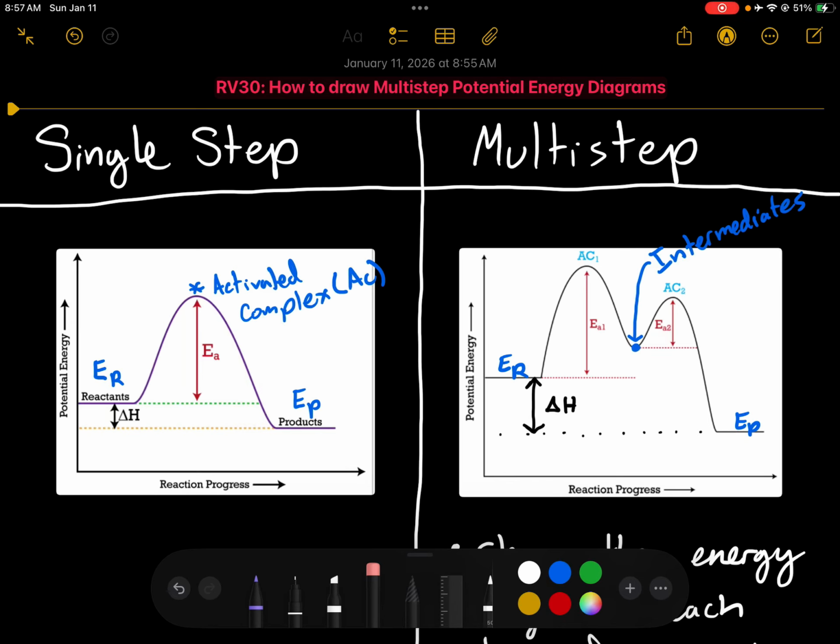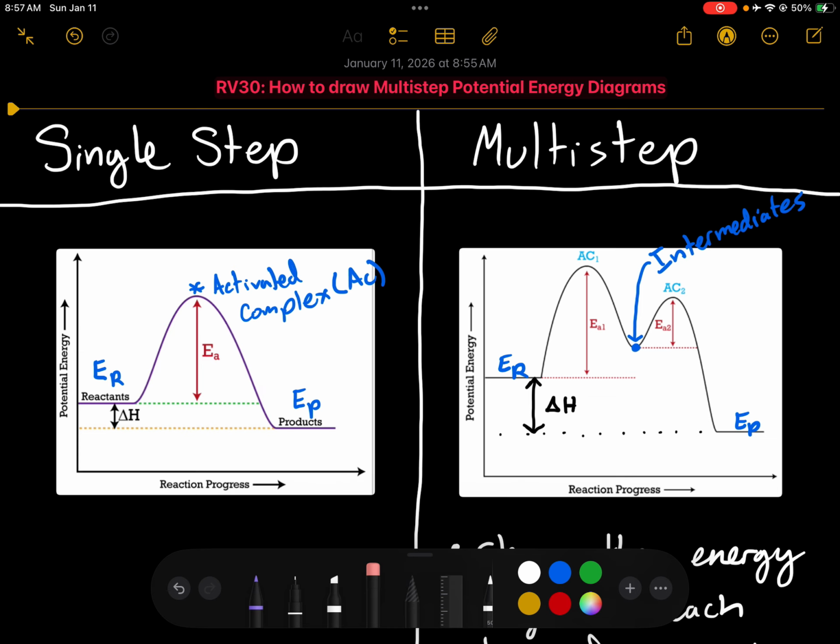All right, ladies and gentlemen, this is going to be review video 30 about how to draw multi-step potential energy diagrams. So, before, when we talked about single versus multi-step very briefly in our reaction rates video, I told you that you're never going to have to draw a multi-step potential energy diagram on the AP test, and that is still true. However, we're going to do it as practice in this class, and what you will have to do on the AP test is analyze them and understand them, and learning how to draw them helps you do that, so we're going to practice that skill anyway.